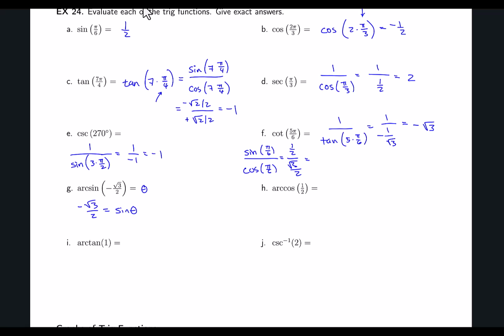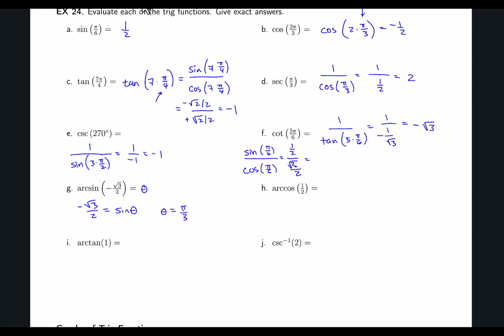Because if we know our values in quadrant 1, then this would be a base angle measure of, for √3 over 2, sine would be pi over 3. So that would be in quadrant 1. Now, this angle measure can't actually be in quadrant 1 because it's a negative value. So that means that this is going to be in either quadrant 3 or quadrant 4.